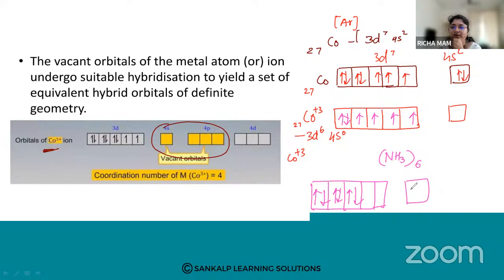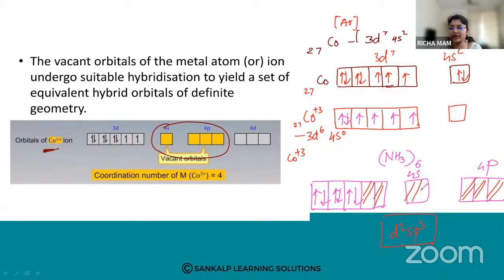Now for the remaining, only 3 are there. So what are we going to use? We are going to use the next set. After 3d, 4s and 4p will be there. So 4p is there. Now how many of these are there? These are 1, 2, 3, 4, 5, and 6. So it will show this type of hybridization, d2sp3. Like this the hybridization is shown.